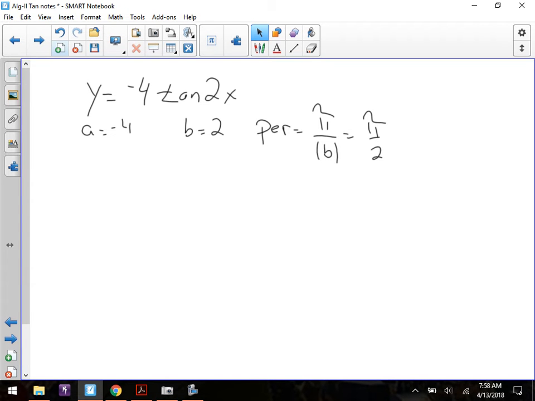Okay. Now, when we go to graph this, we still make a 0. I'm still going to put asymptotes in. And I know that the distance between my asymptotes is the period. So if it's pi over 2 between the two, what's half of that? Pi over 4. So that means on either side, your asymptotes will be at pi over 4.